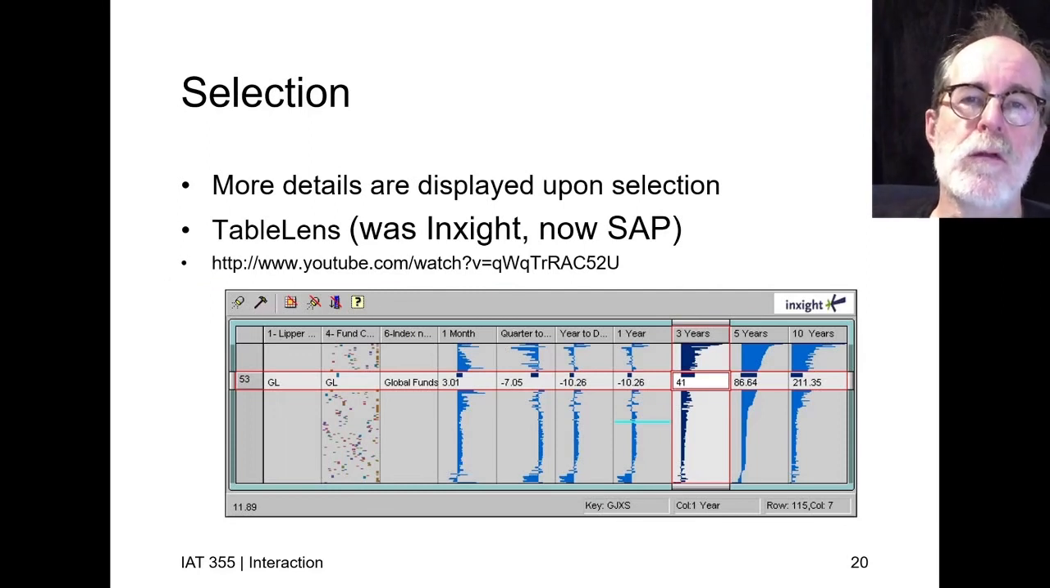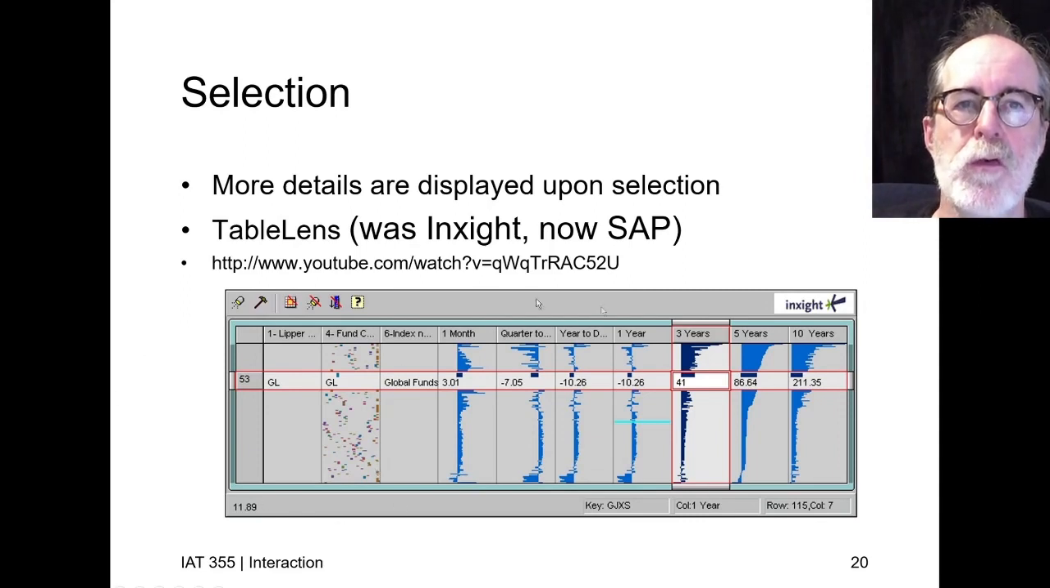So selection is something that you can do a little bit more with, and what I'd like to do now is show you a video. The video is a bit old. It was shot on VHS, but it illustrates nicely the way in which you can do interesting things even with a two-dimensional display like this.